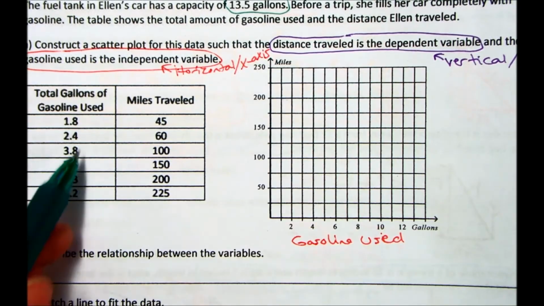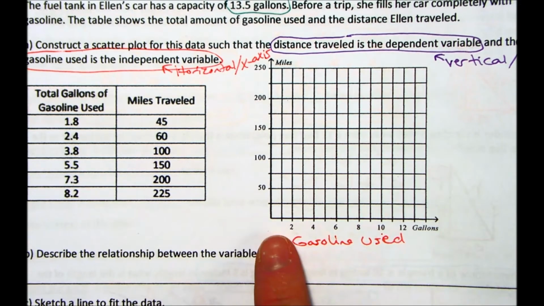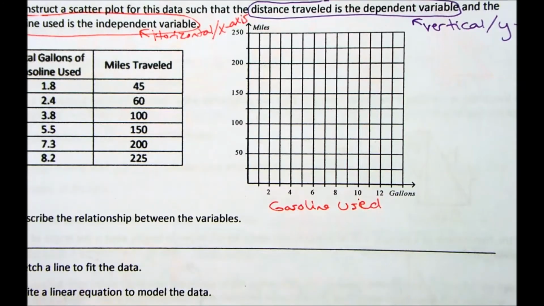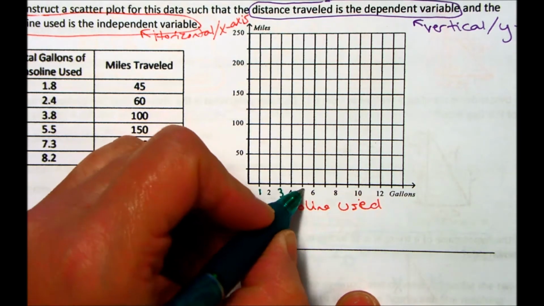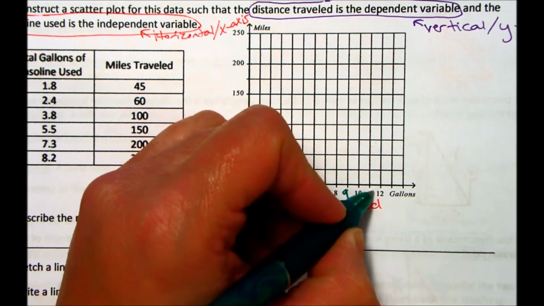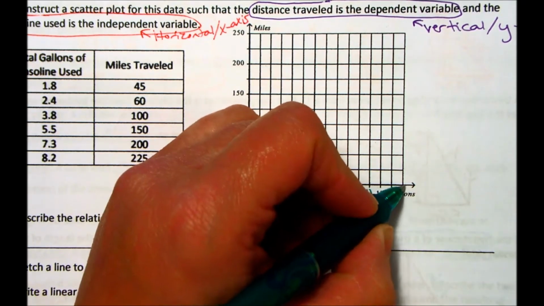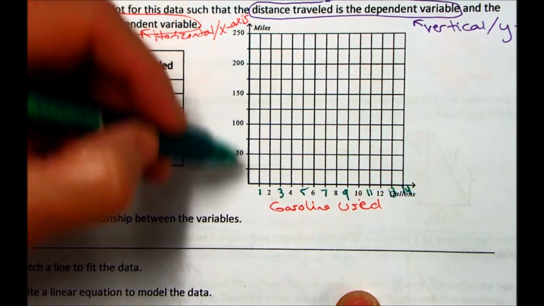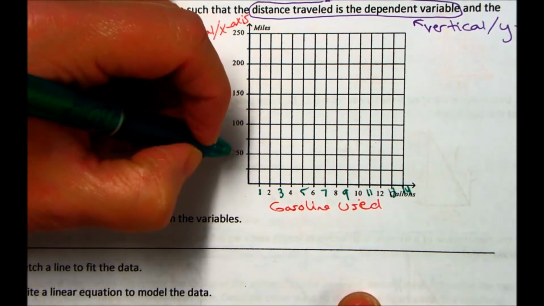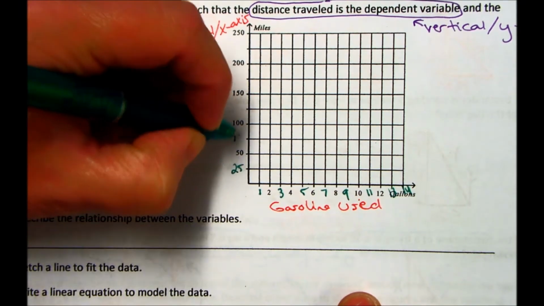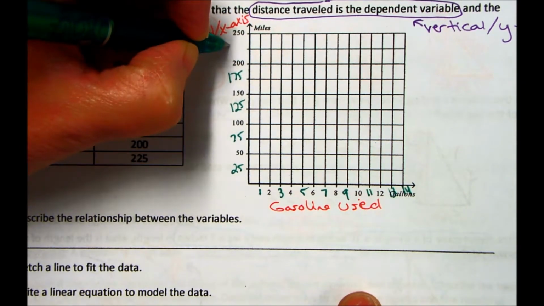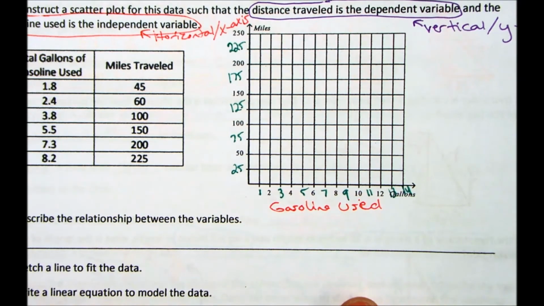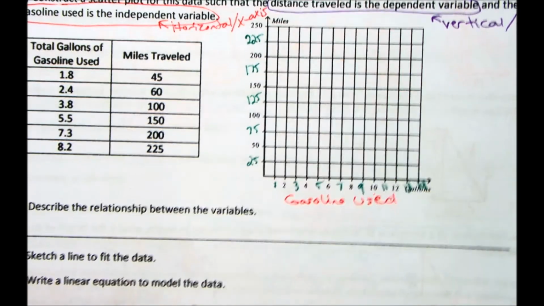So if we graph these points, 1.8 and 45, again, let's look at our intervals here. The gallons look like every line is going up by 1. So this would be 1, 2, 3, 4, 5, 6, 7, 8, 9, 10, 11, 12, 13, and that last line would be 14. And then if you look at your miles, your dependent variable, or your y-axis, this is 50, so this would be 25, 75, 125, 175, and 225. So having those extra numbers in there might help a little bit with the graphing.